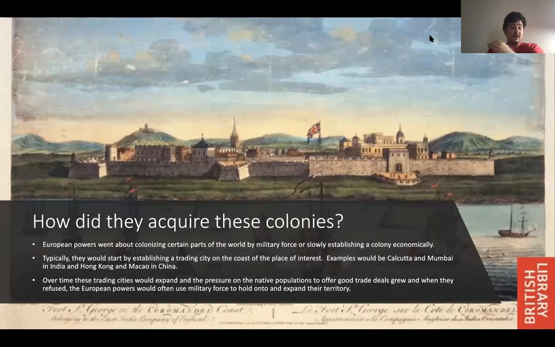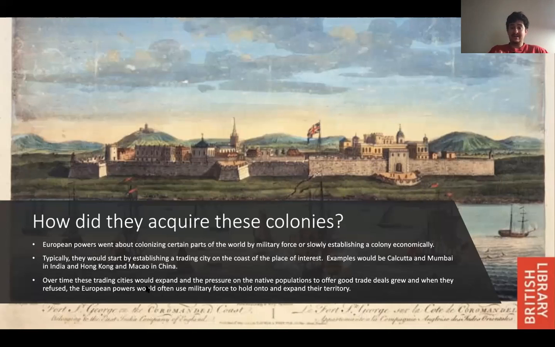So how did they acquire these colonies? We kind of talked about it: they started by either military force or slowly establishing a colony economically. Typically, they would start by establishing a trading city on the coast of the place they were interested in. Examples would be Calcutta and Mumbai in India, and Hong Kong and Macau in China.